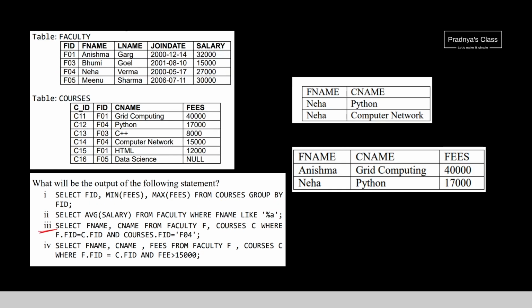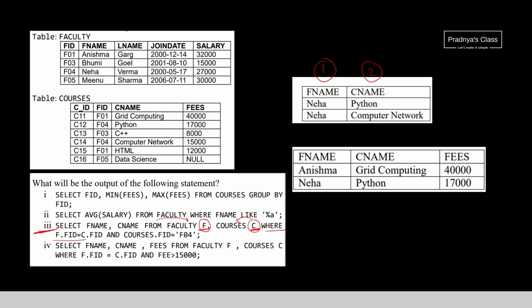It's time to check out the third query. Select F name, that we will mention, and the second column is C name, that also we will mention. From faculty and courses, here we are going to combine both the tables. That's why we have given some alias to it so that it will be easy to write the query. Now F is the name of the faculty and C is the name of the courses table. With where clause generally we combine and we mention the criteria too.